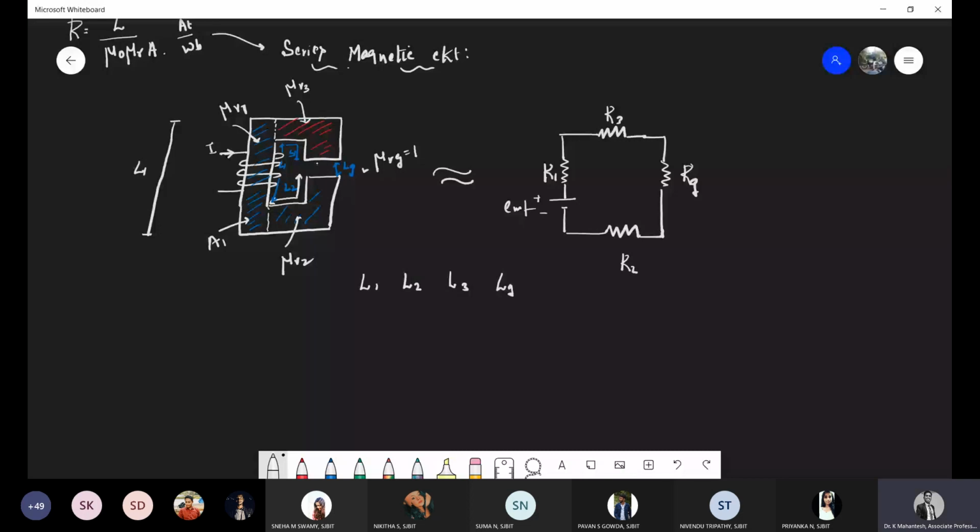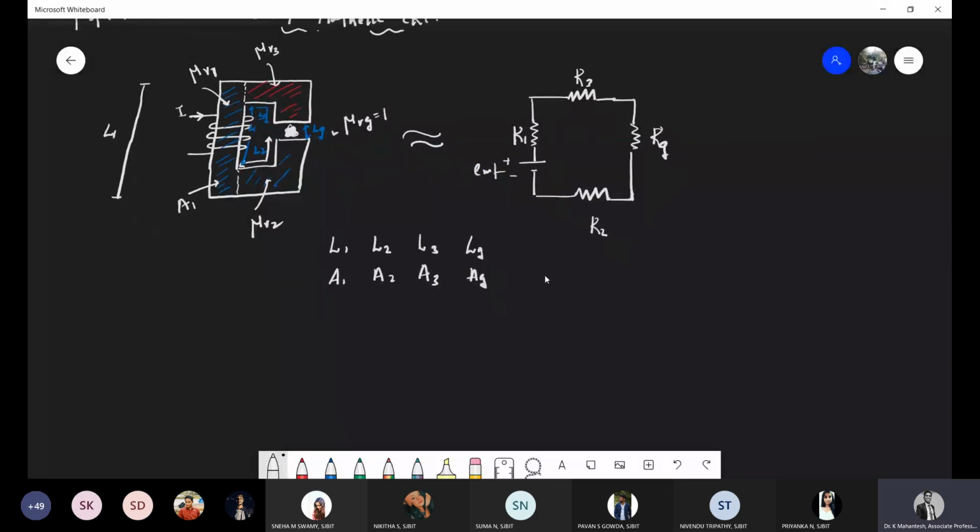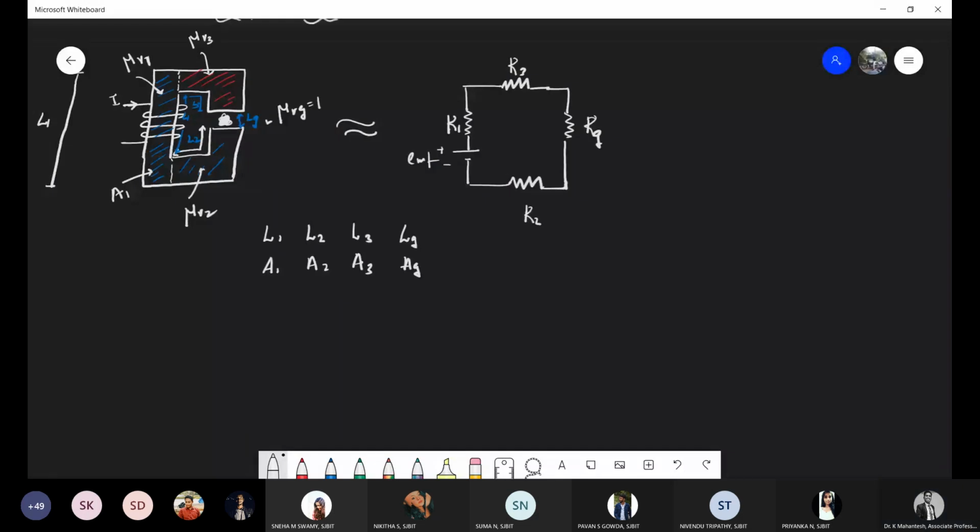And now A1, A2, A3 are the areas of cross section with respect to that material, and AG is the area of cross section of this air gap. So this is AG. Since L1, L2, L3 are connected in series, I could write the total reluctance.